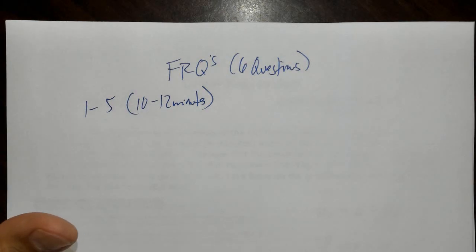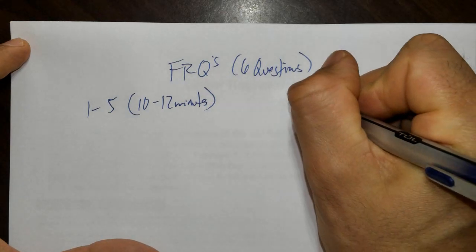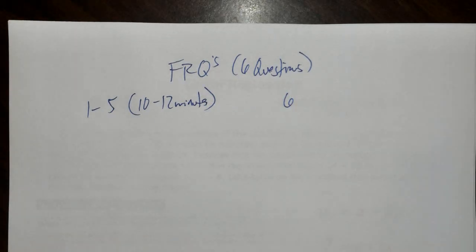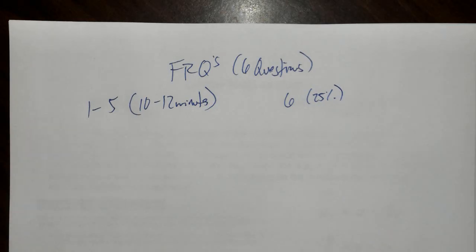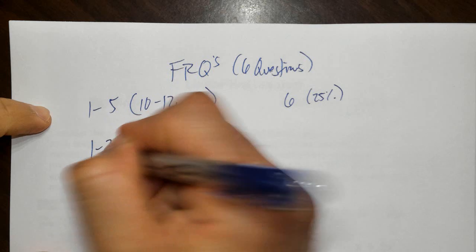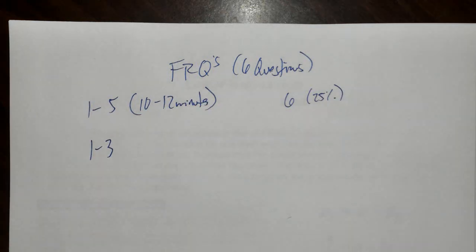And then question number 6 is always like an investigative task. There's always multiple parts to that one, and it's weighted a little bit heavier. This one is worth like 25% of the score, for just the FRQs, yeah. So it's weighted a good chunk. It's about 25% of section 2, right? And questions 1 through 3 are usually questions that you see in the very beginning, right? They focus on specific skills.